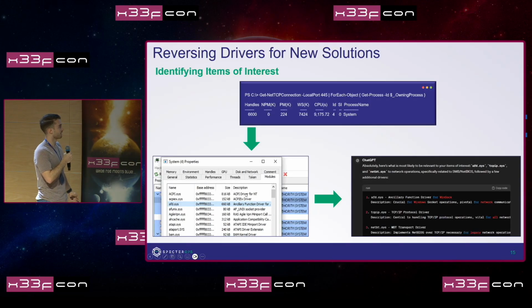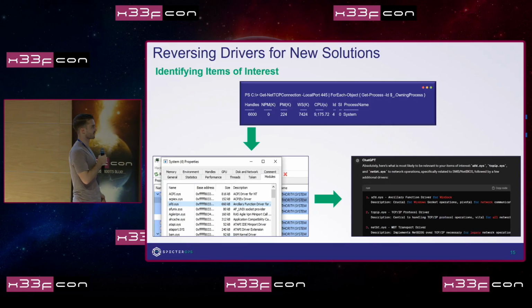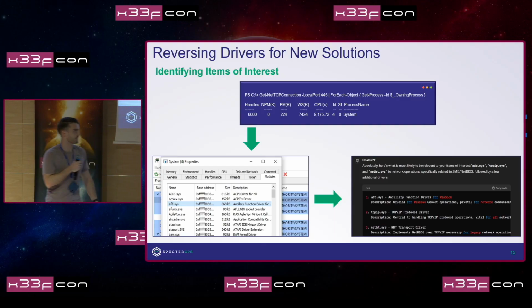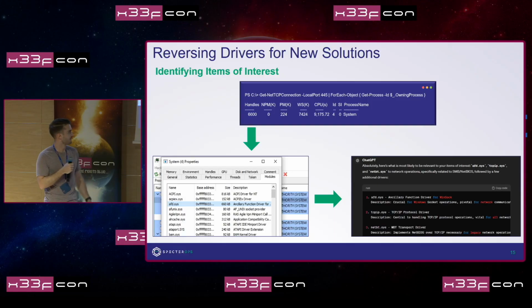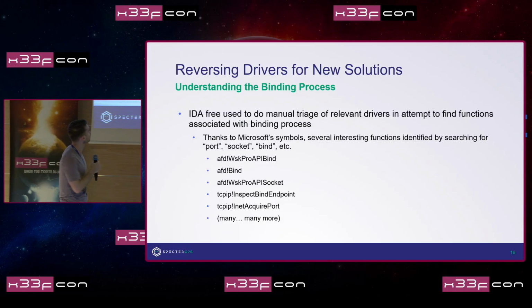So I did what potentially some other people in the room would do, and I just copied all that into ChatGPT. I said, hey, what's relevant to SMB and NetBIOS? That at least narrowed down the list from 30-plus drivers to 5 or 6, a more digestible amount of drivers to start looking at.